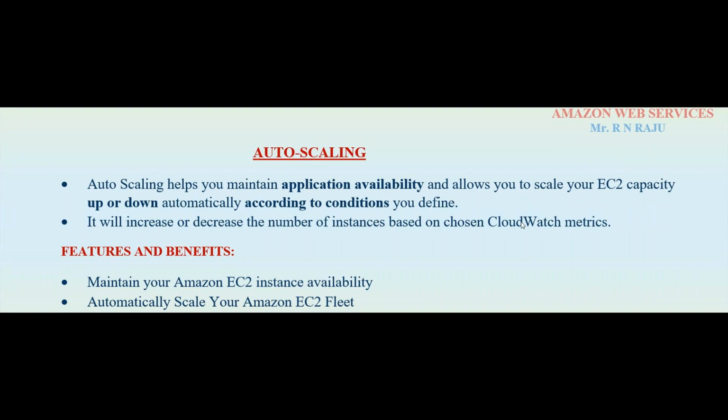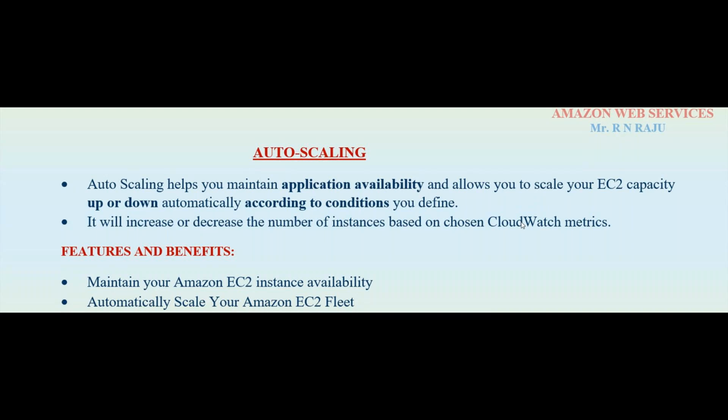Today we are going to discuss one more very important concept, auto scaling. So what is auto scaling? Auto scaling helps you maintain application availability and allows you to scale your EC2 capacity up or down automatically according to conditions you define. It will increase or decrease the number of instances based on chosen CloudWatch metrics.